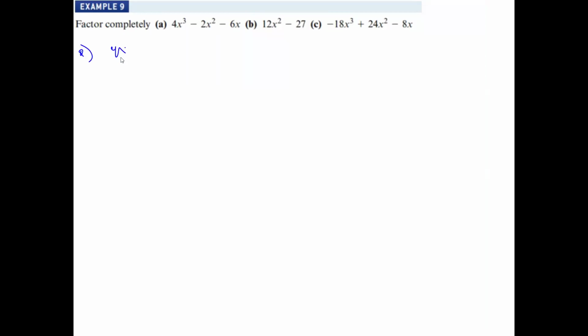So what we have: 4x cubed minus 2x squared minus 6x. What do I have in common? x for sure, right? 2 for sure. So 2x, and what stays inside? 2x squared minus x minus 3. Agree? Yeah. So now let's work with that expression separately.